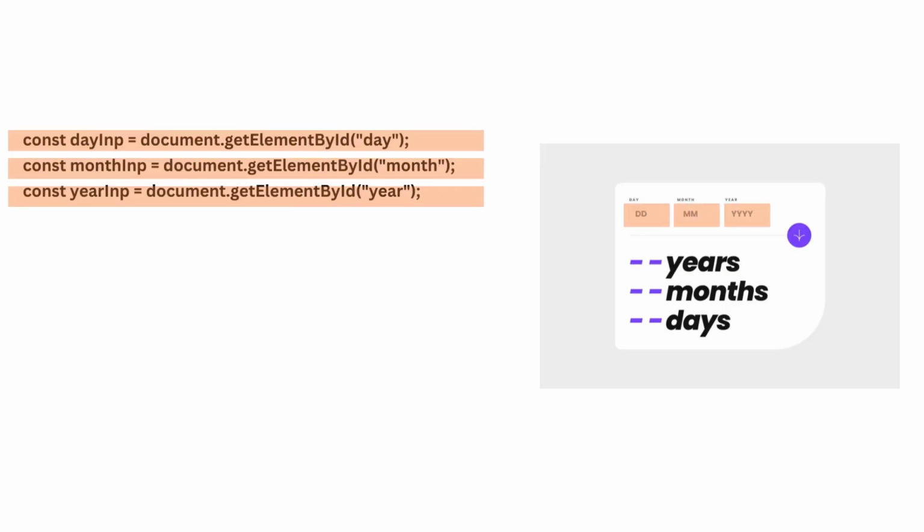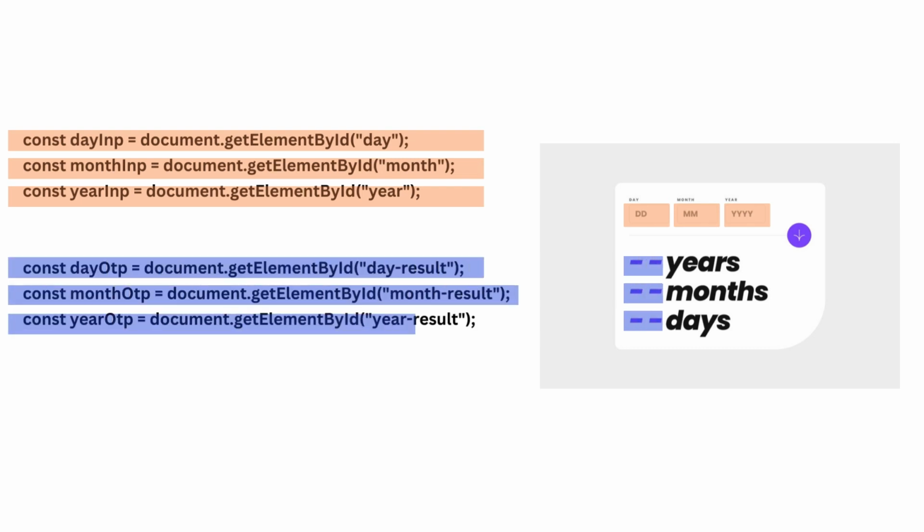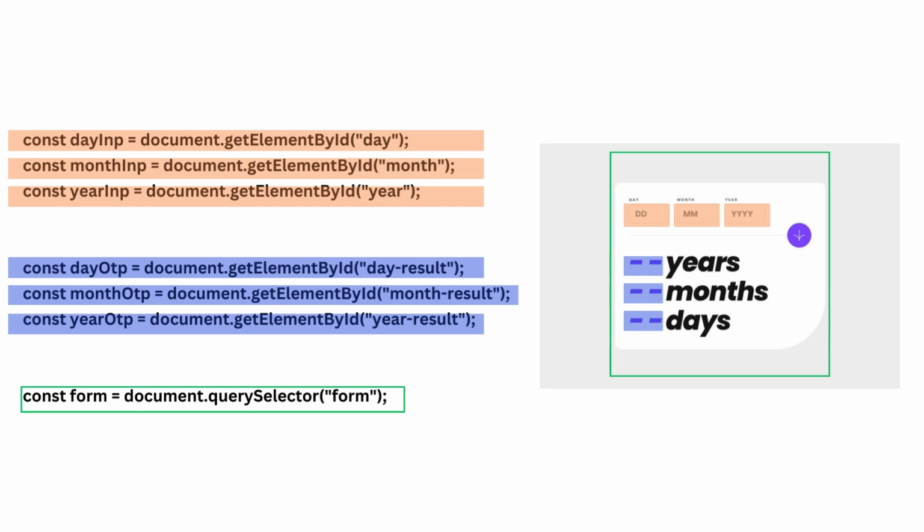In JavaScript, start by defining the variables. We'll get the input fields and the span elements, which will output the results. Finally, we'll also query select the form element, which handles the submit click.